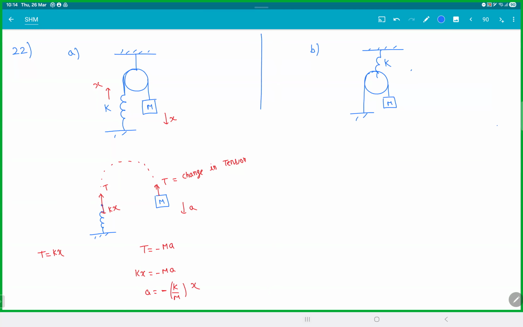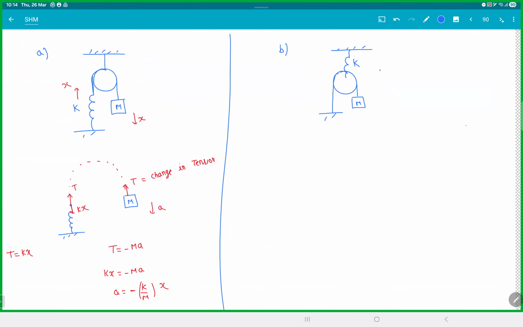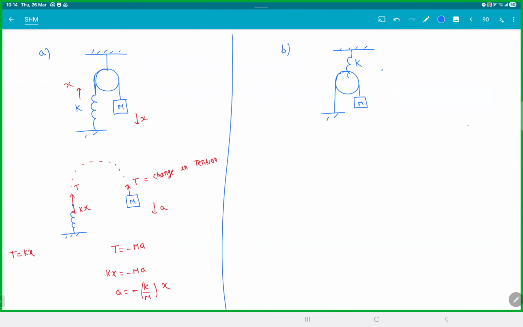But what about B part? What if you keep the spring attached to the pulley? Oh, yeah, Samyak, that looks right. What if there is a spring here also, Samyak? You have a spring here, you have a spring there also. Others, let's get this. I'll show you that next. How will you find the time period for this thing?